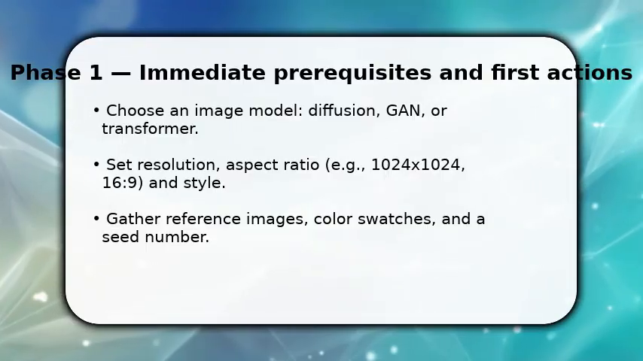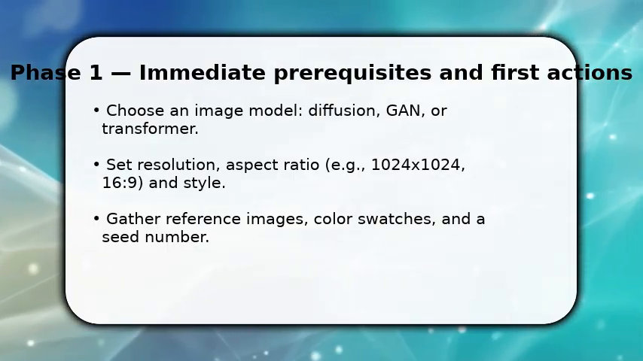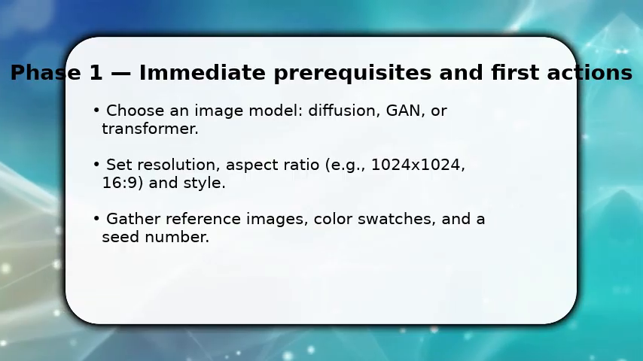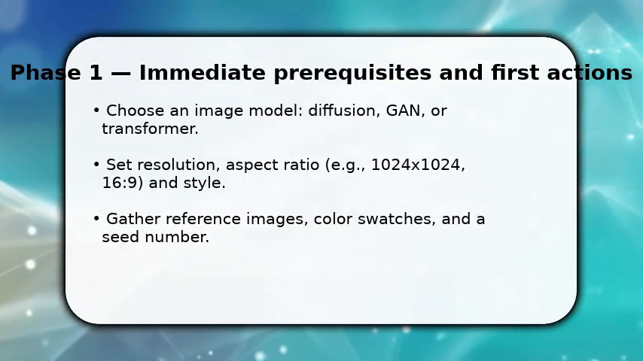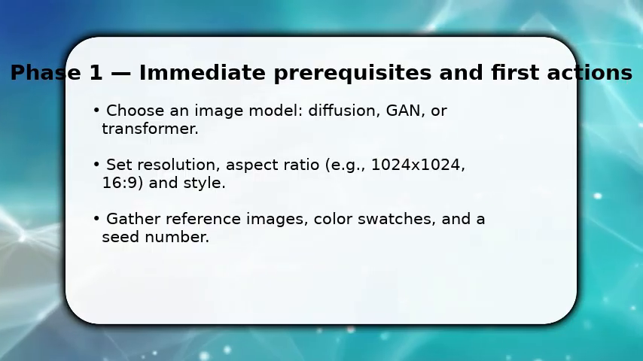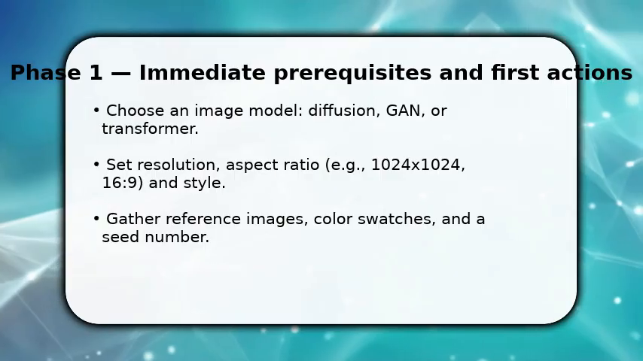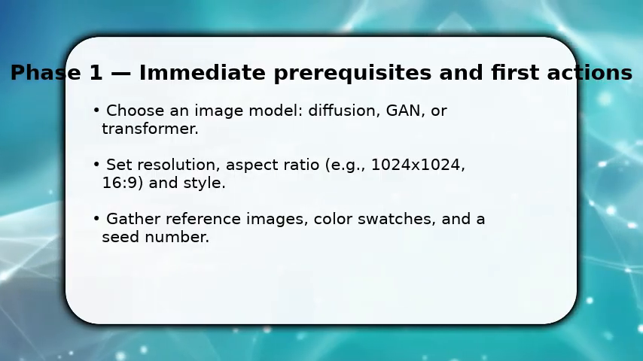You begin by selecting the model and clear goal. Pick diffusion for photorealism or a GAN for stylized art. Once chosen, set resolution and aspect ratio so outputs match your use case, and load 3 reference images for color, composition, and mood. You must define a seed if you want reproducible results.